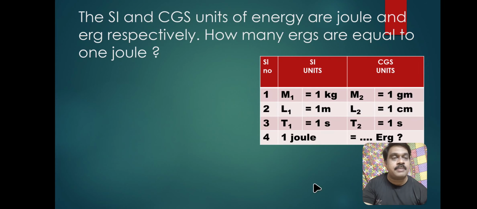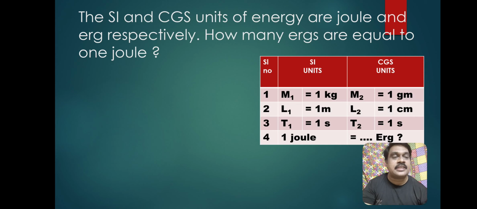For this, I am separating into a tabular column, for SI units separately and for CGS separately. To make the problem simplified, for SI I take mass as m1, length as L1, and time as T1. Similarly for CGS, I take the mass as m2, length as L2 and time as T2.